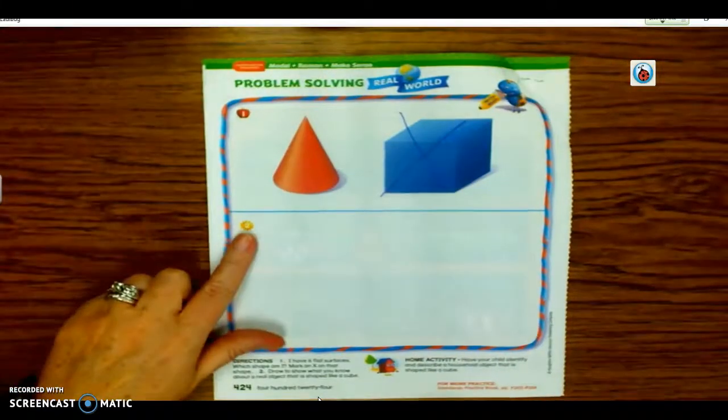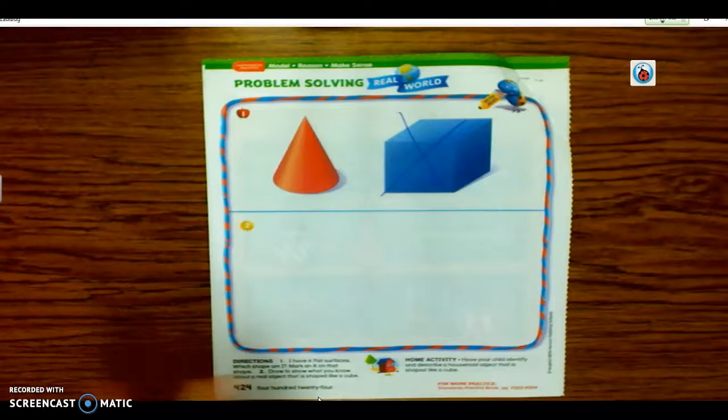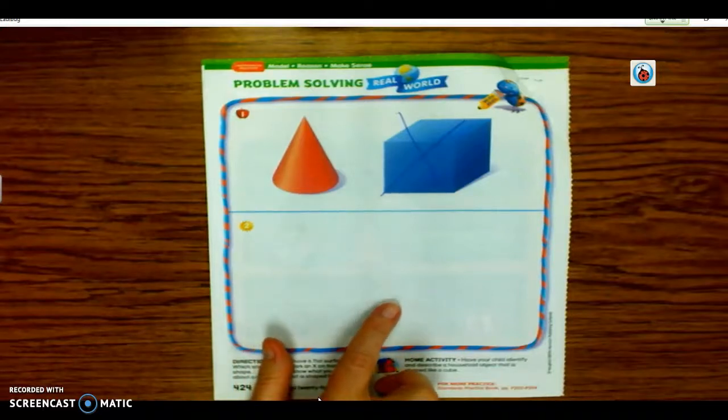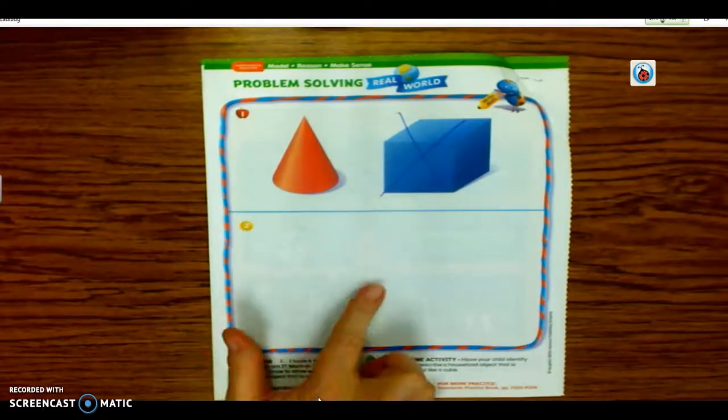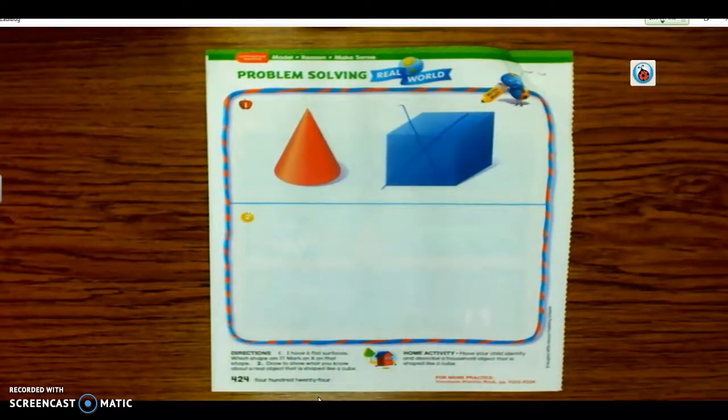All right, down here by the sunshine, by number 2, draw what you know about a real object shaped like a cube. So you can look around your house. Do you see something shaped like a cube? Do you have a block or a box? Maybe a tissue box? Maybe a toy or a game that is shaped like a cube? Find something real in your house shaped like a cube and draw it on here. If you want to write what it is next to it, you can. Not a whole sentence, just a word. Just label it.